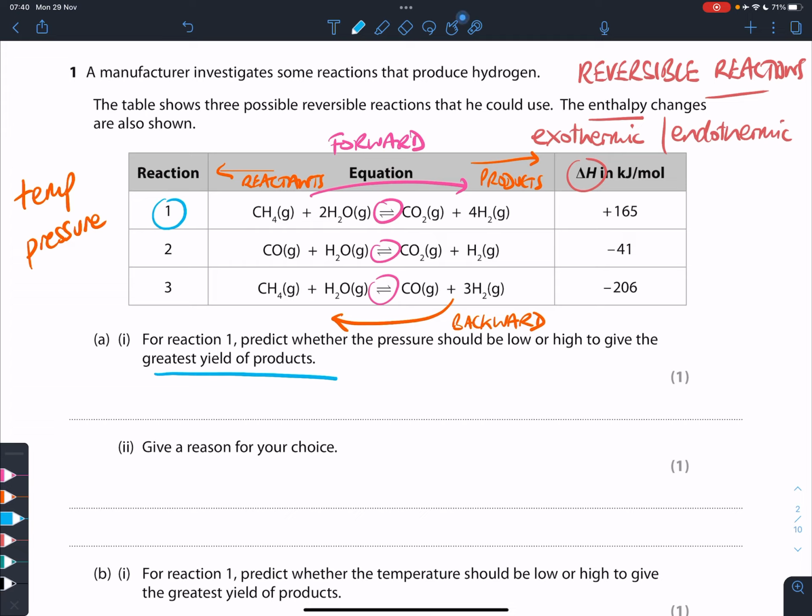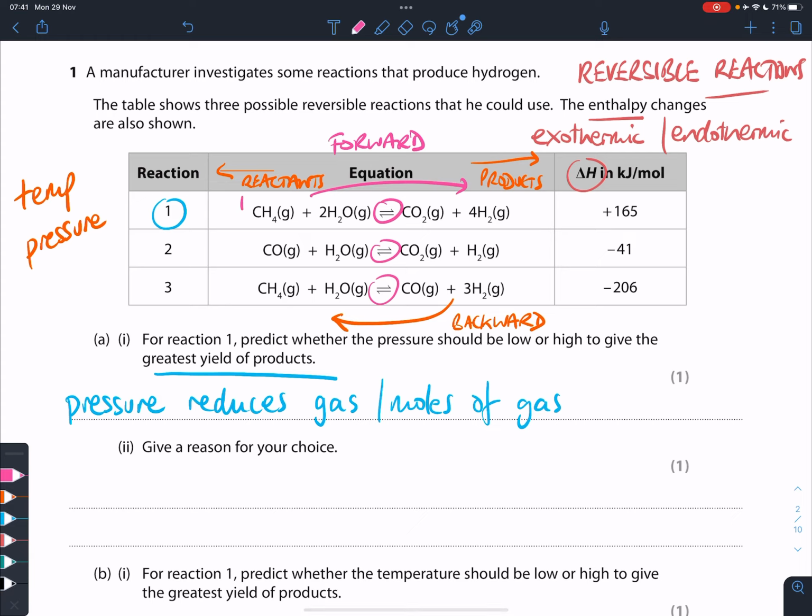Now pressure, whenever you see the word pressure, it's all about how much gas. If there's a lot of gas on one side of the equation, then the general tendency will be to move away from that, because high pressure wants to reduce the moles of gas. So what we've got to have a look at quickly is how many moles of gas are on each side of the equation in reaction 1. So let's do a quick count.